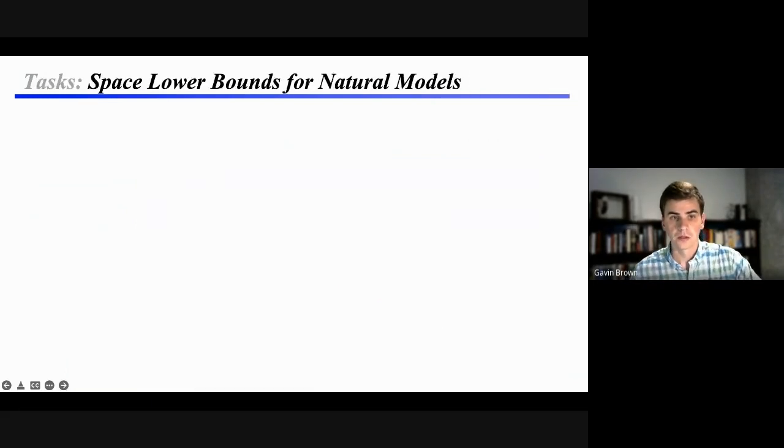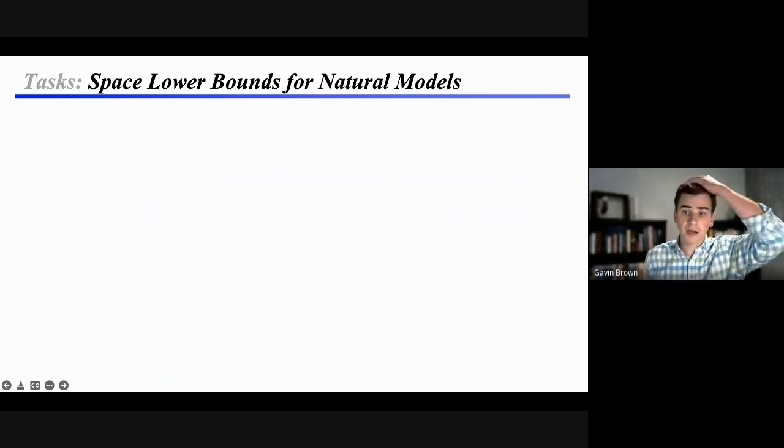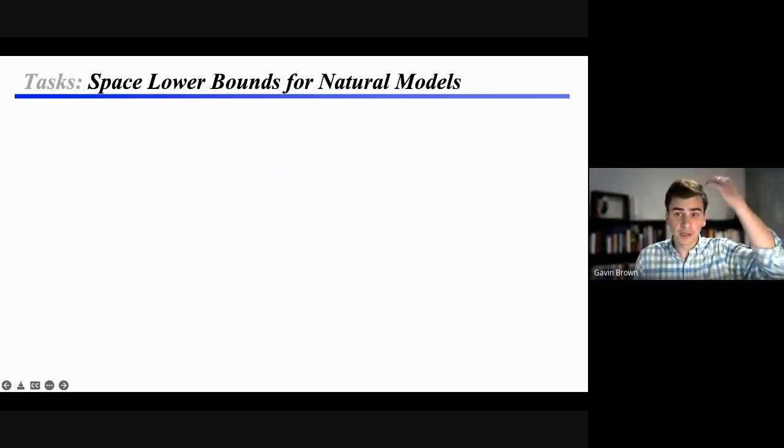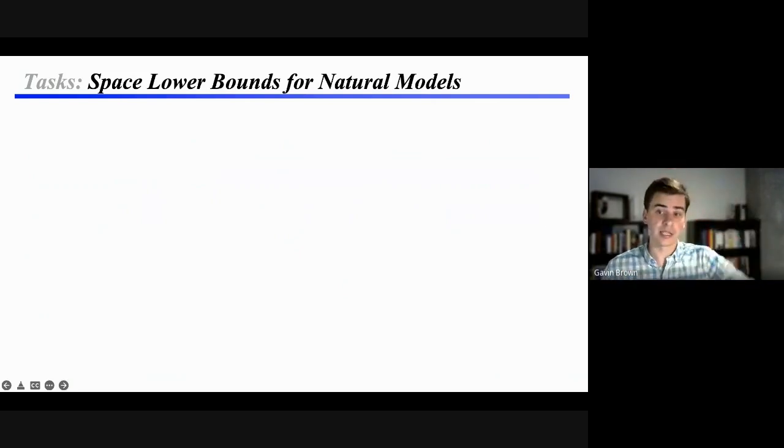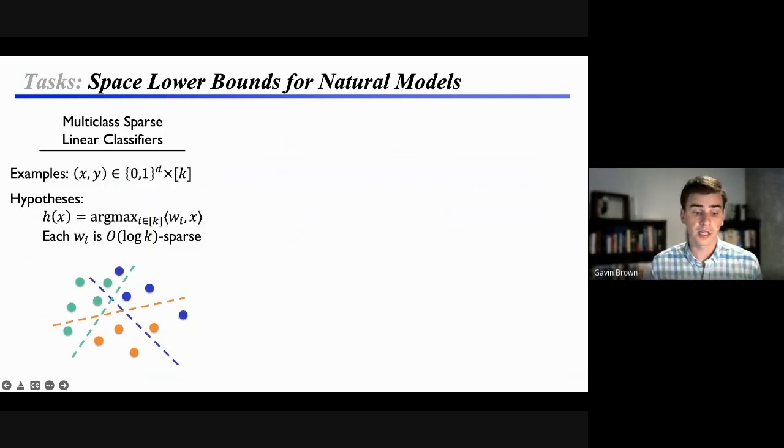Okay, so let's talk about our tasks. We want to prove lower bounds for hypothesis classes that feel like the models used by practical machine learning today. Here are 3 of the classes we consider. The first is multi-class sparse linear classifiers. There are k labels, and the hypotheses are just argmaxes over k hyperplanes, where each hyperplane is log k sparse. By specifying that the hypotheses are sparse, this specifies this kappa parameter, saying that each hypothesis has a small representation.